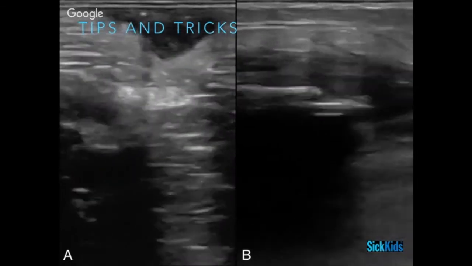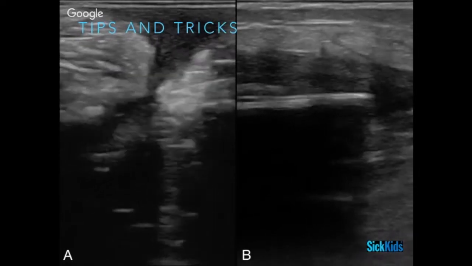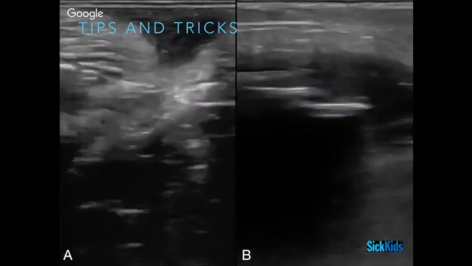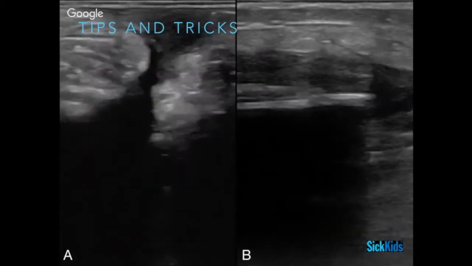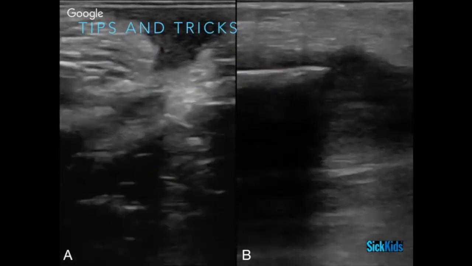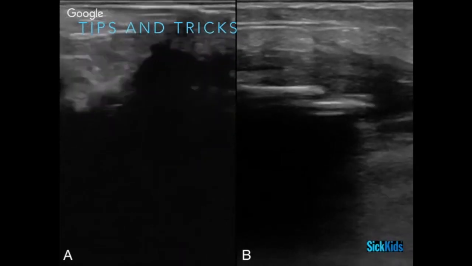In B, here we have a bit of soft tissue swelling around, and then we have this hyperechoic structure inside, very straight, with a bit of anechoic fluid around it. So basically, this is a foreign body, and this is a pencil in someone's leg. So you want to make sure that you're not missing foreign bodies in all of your soft tissue scans as well.